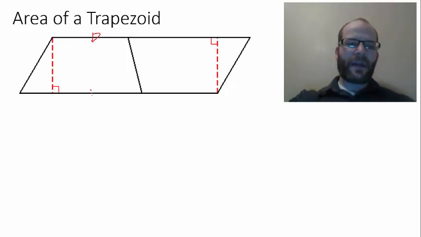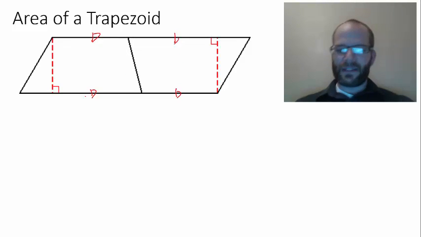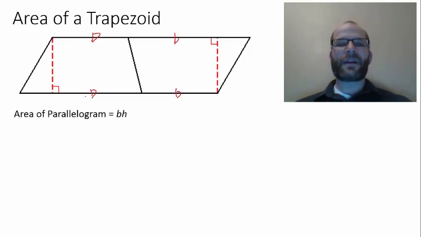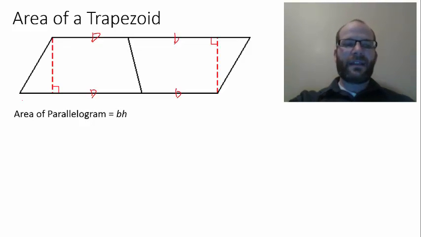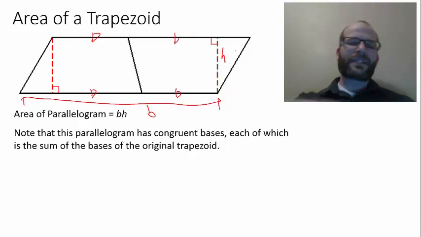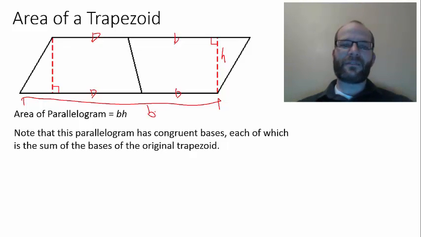Remember, these bases are parallel, and so we find that this is actually a parallelogram. We know the area of that parallelogram is base times height. This is the base of the parallelogram, and this is the height of the parallelogram. We also know, because of the way that we constructed this parallelogram, that the base of the parallelogram is equal to the sum of the bases of the trapezoid.